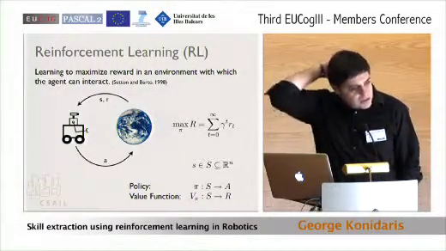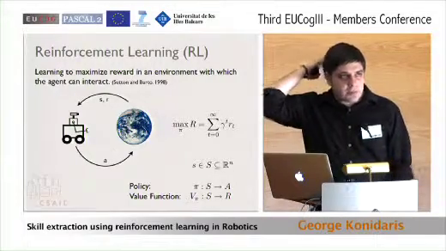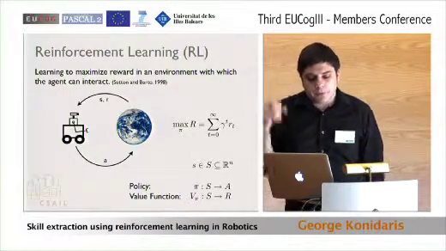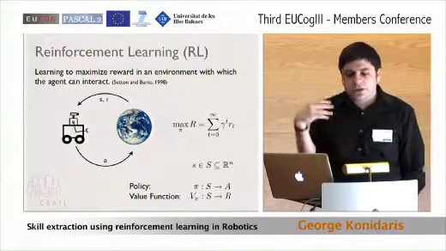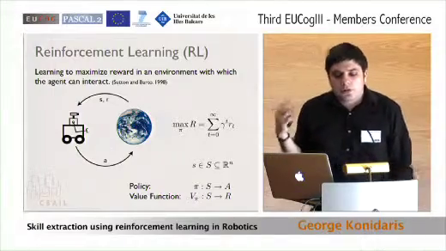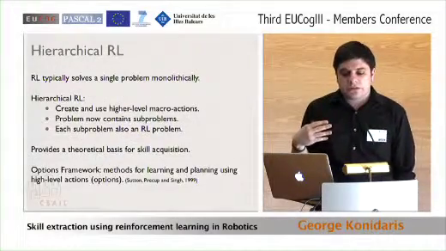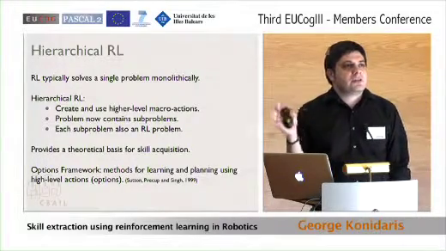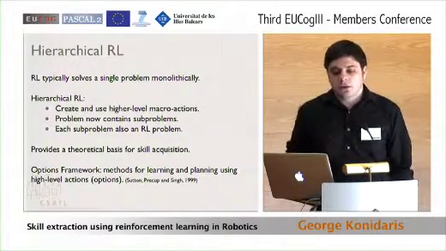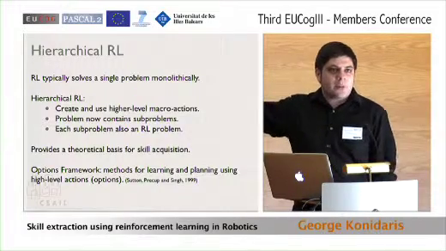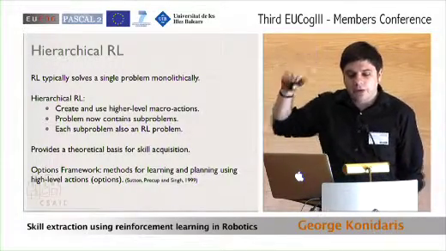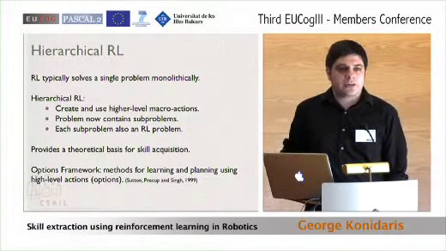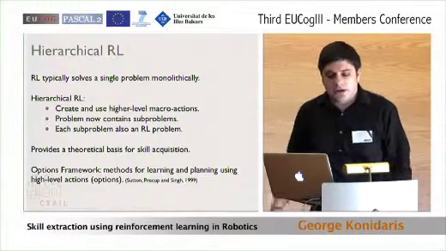Now, normally in reinforcement learning, you solve a single problem. You frame a problem this way, you solve it, and then you're done. But in hierarchical reinforcement learning, we're concerned with breaking this problem up into subproblems. So we'd like to create and use these high-level macro actions. And then each subproblem also turns out to be a reinforcement learning problem, so this is nice and neat. This is a nice, clean theoretical framework that provides a theoretical basis for everything I'm going to build from now on. And in particular, I'm going to use the options framework, which is one particular way of expressing hierarchical reinforcement learning.